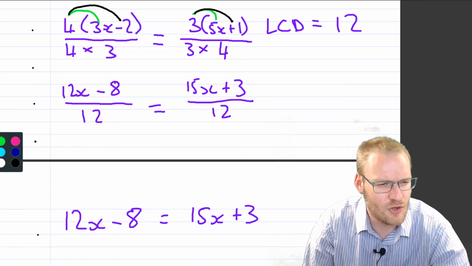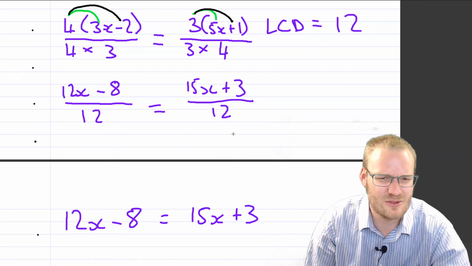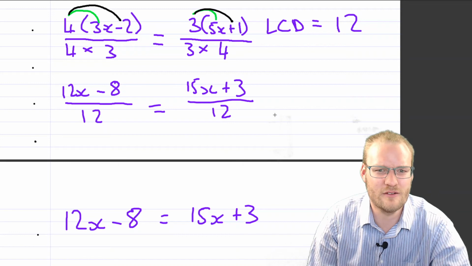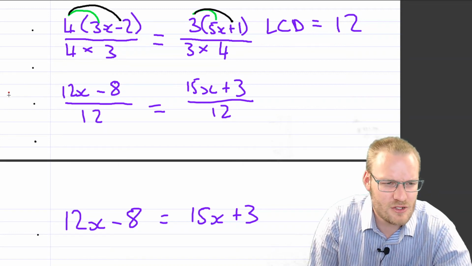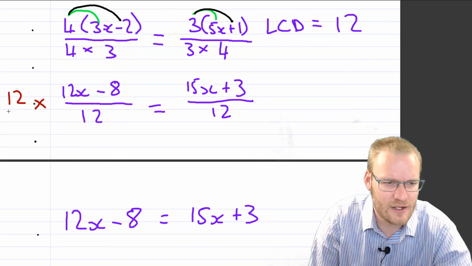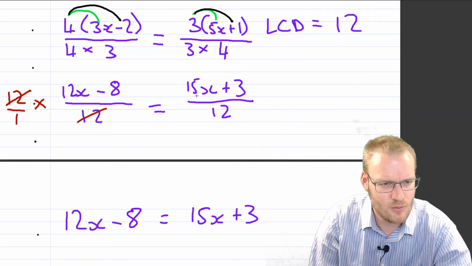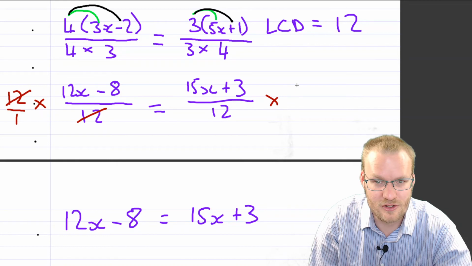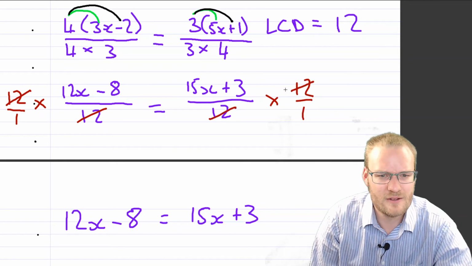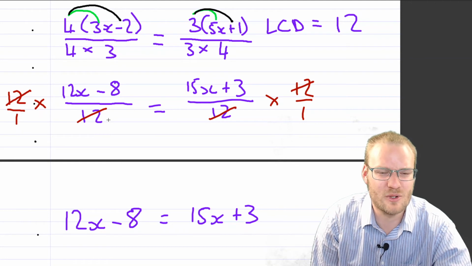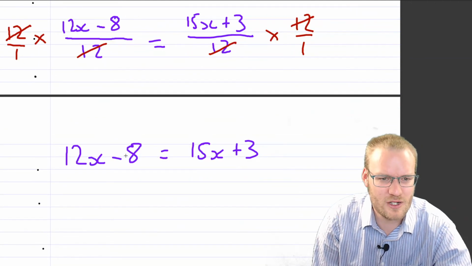One way to look at why that works: can't I just multiply this side by 12 over 1? And these are going to cancel. What I do on one side, I need to do on the other. Those are going to cancel. So we've just multiplied both sides by 12, really. So we've got 12x minus 8, and from there we can solve.